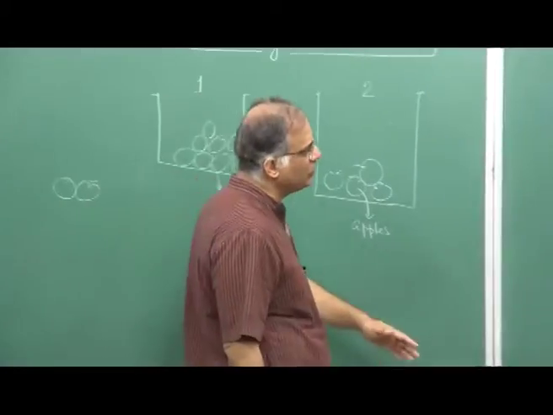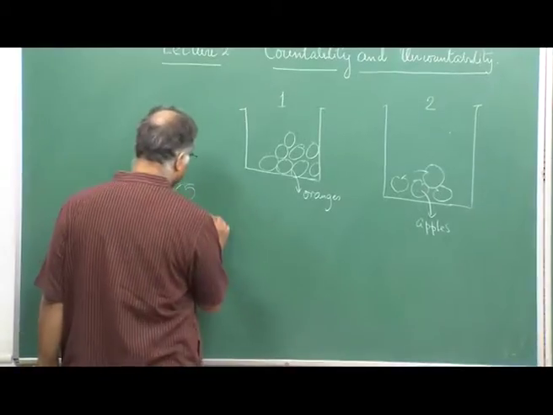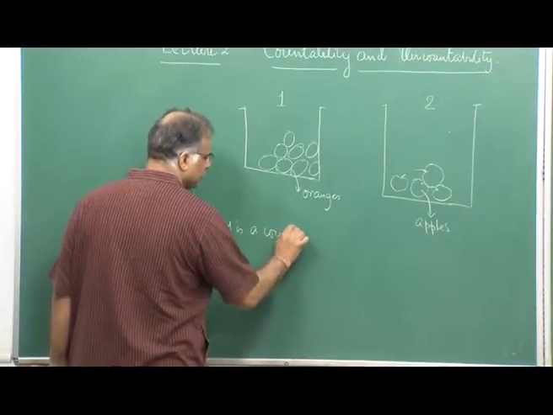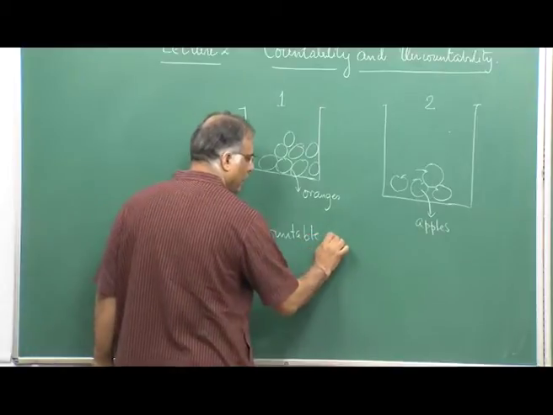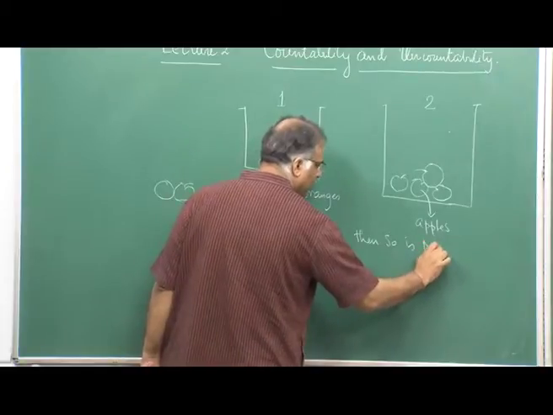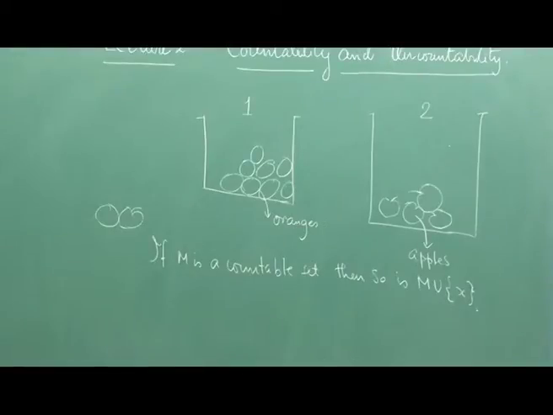So this is the method of counting, this one-to-one correspondence. This method of counting says one very simple fact: if M is a countable set, then so is M union X. How does one prove this fact, that if M is a countable set, then M union X is also a countable set? That is, if you add one element, it doesn't affect the basic countability.